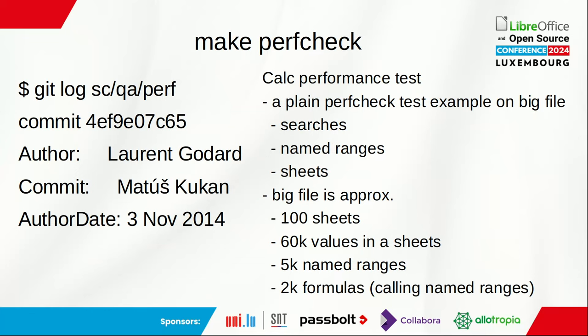So for debugging and profiling, we have various tools. If you run make perf check, and if you look into the sources, you can see that it's there since 2014, and it contains various tests over some big spreadsheets. So it does searching and some, let's say, actions on that spreadsheet. So that big file is approximately 100 sheets and 60,000 values and various named ranges and formulas. So this is something that is done regularly in the CI.